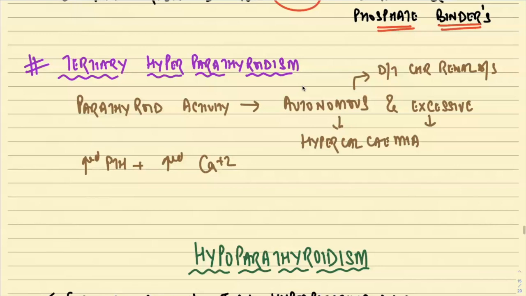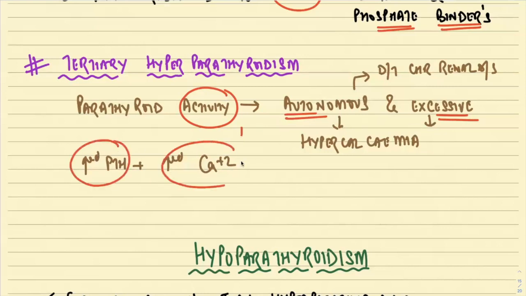Next, very important, is tertiary hyperparathyroidism. Here the parathyroid activity becomes autonomous and excessive. Very important: this is the only way you can differentiate tertiary from primary hyperparathyroidism. Why do I say differentiate? Because in both conditions the serum parathormone and serum calcium are raised. But here the difference is that it is happening secondary to chronic renal disease, so there is a history of a disease.